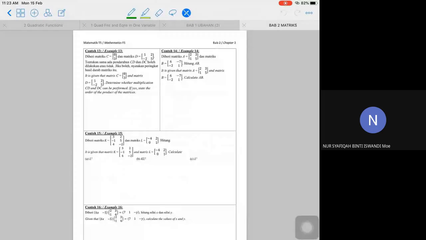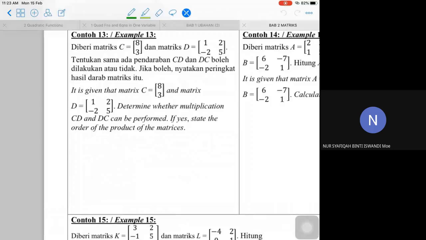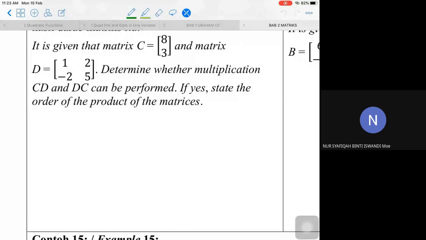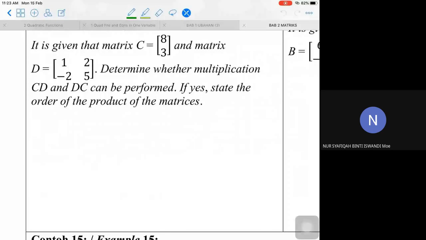Example 13. It is given that the matrix C equals 8, 3 and the matrix D equals 1, 2, negative 2, 5. Determine whether the multiplication CD and DC can be performed. If yes, state the order of the product of the matrices.